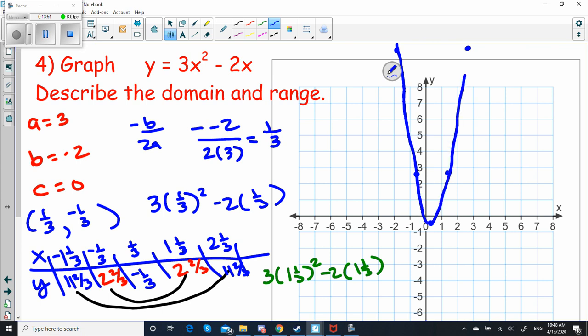It opens up, which I expected it to. The domain is all real numbers. And the range is y is greater than or equal to 1/3. Actually, yeah, -1/3. Because that's where it starts on the y, -1/3. Okay.